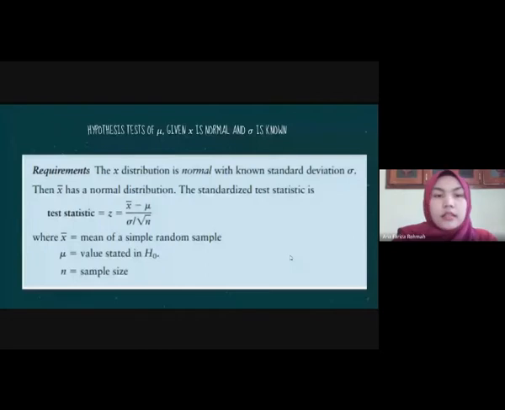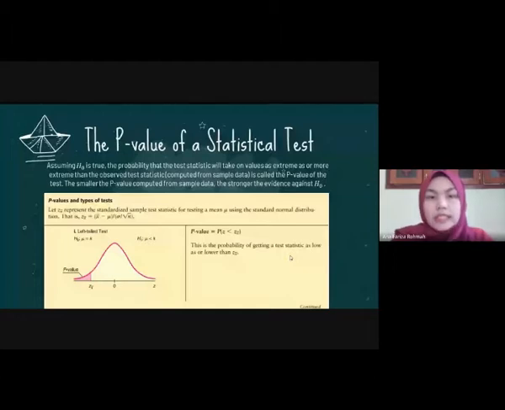This is the p-value of a statistical test. Assuming the null hypothesis is true, the probability that the test statistic will take on a value as extreme as or more extreme than the observed test statistic computed from sample data is called the p-value of the test. The smaller the p-value computed from sample data, the stronger the evidence against the null hypothesis.